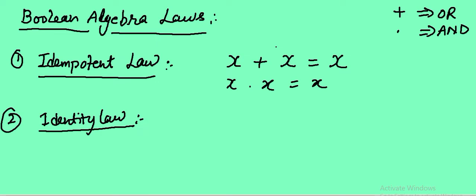So the identity law is: if I take x OR 0, then x plus 0 is x. The other version is x dot 0, which will be 0, but x dot 1 will be x.